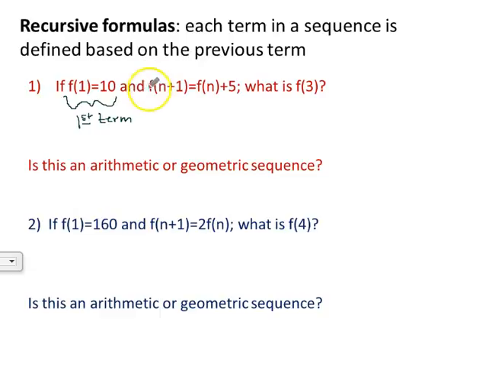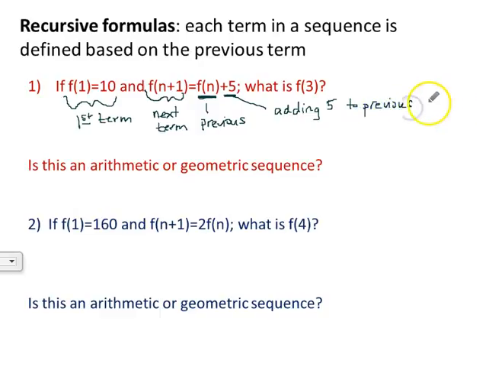Then we see here it says f of n plus 1. So this means the next term in our sequence. And f of n here is going to represent the previous term. And then what that plus 5 means is that we're adding 5 to the previous term. So let's read that again.